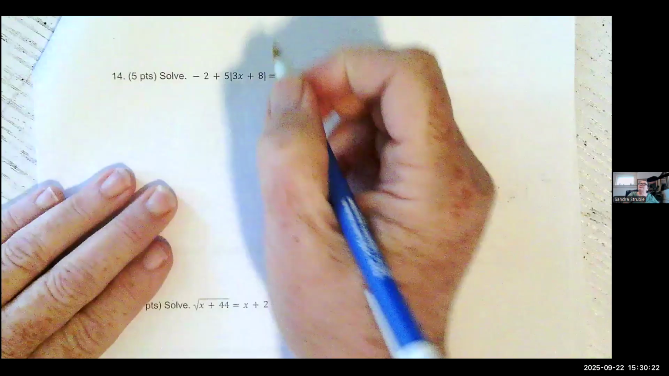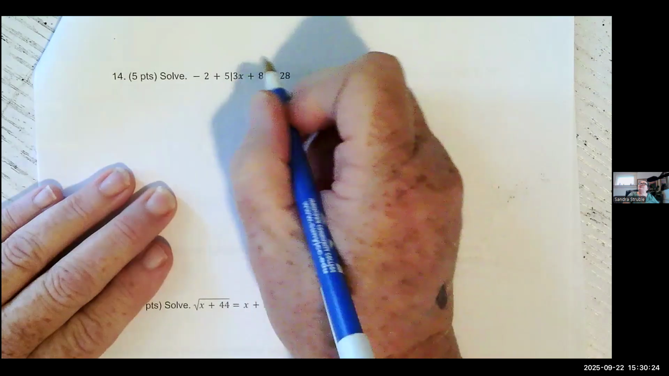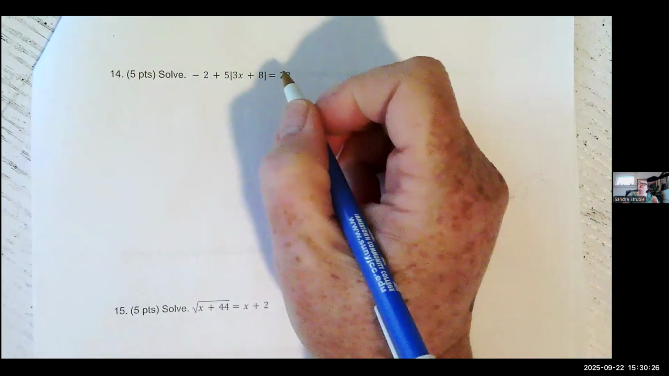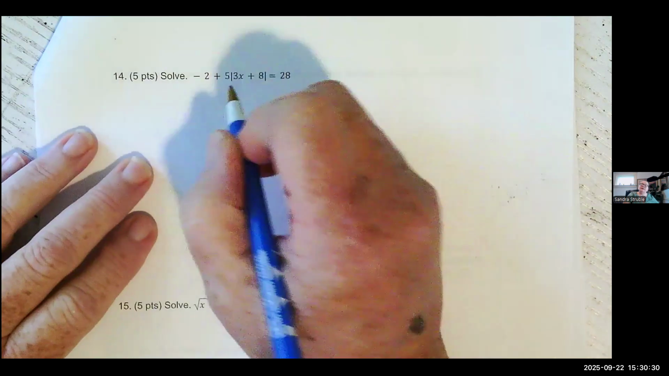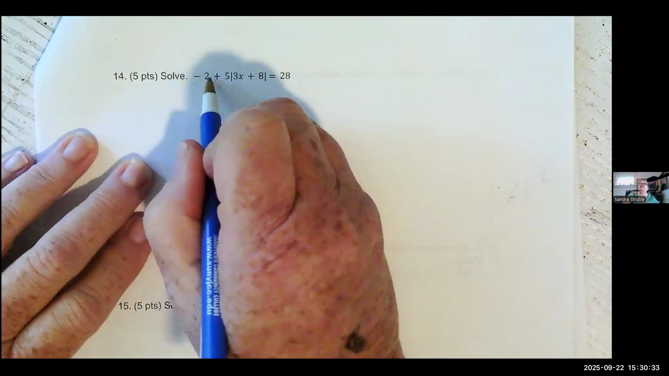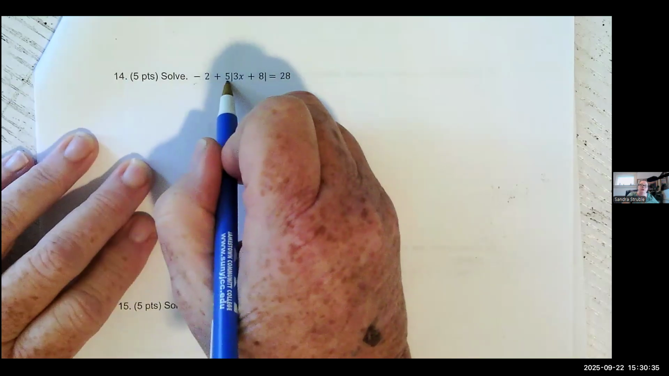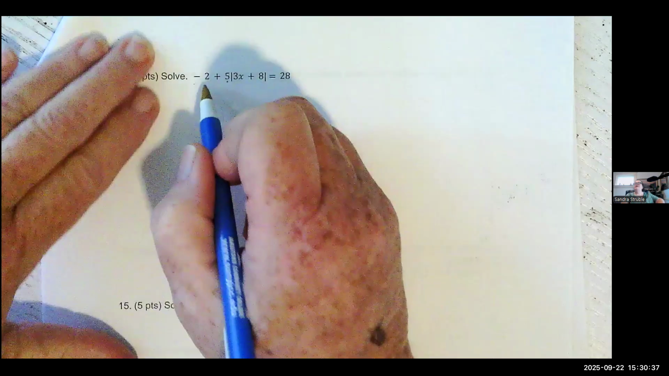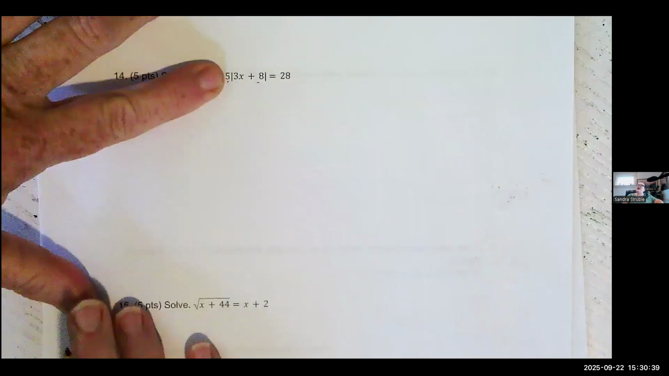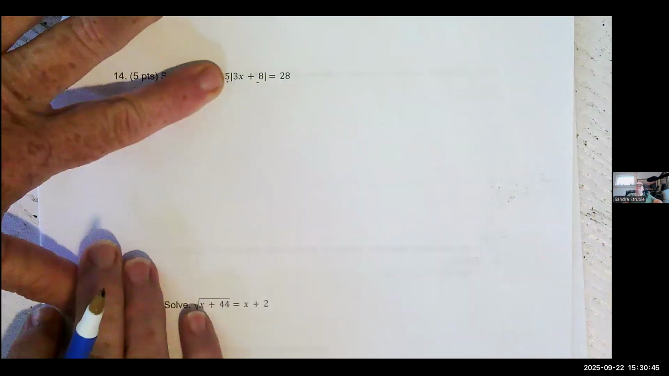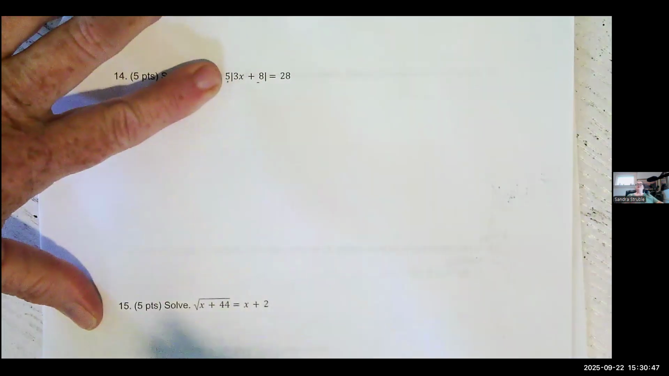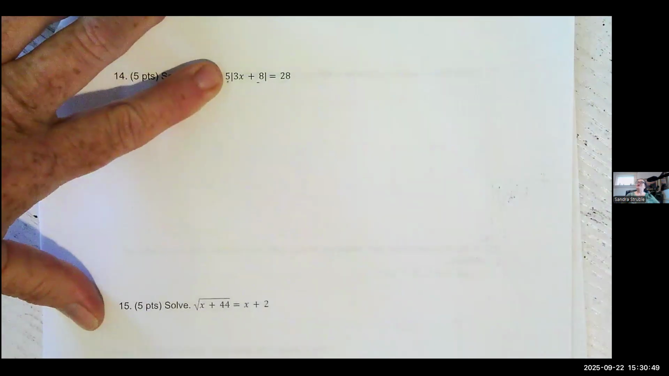This one threw a lot of people for the loop. You have to have the absolute value by itself on one side and then your constant on the other. The first thing I'm going to tell you is you cannot go negative 2 plus 5. You cannot do that. That 5 is attached to that parenthesis by multiplication. And you can't just multiply that 5 into that absolute value because it's an absolute value. You have to deal with what's happening inside there first.